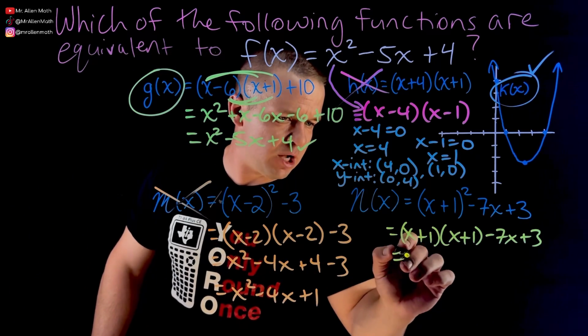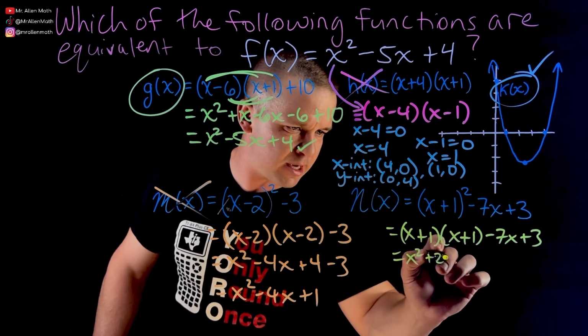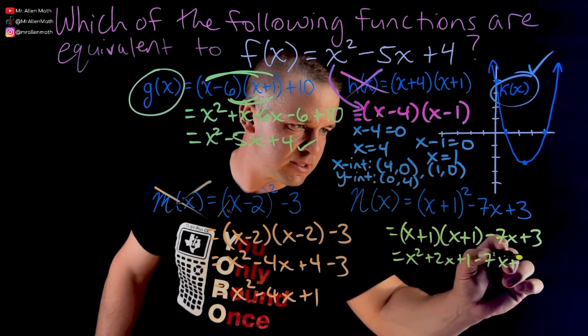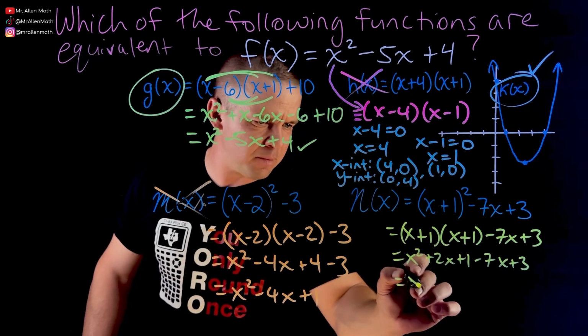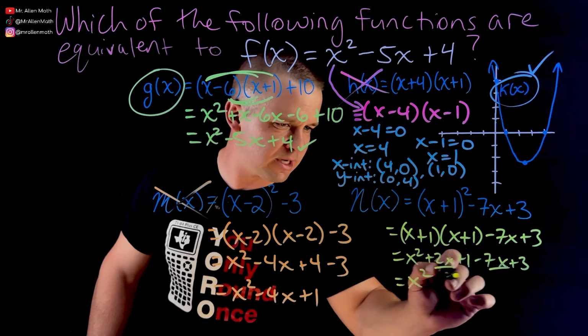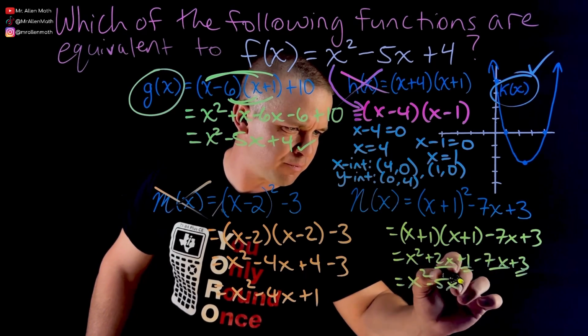Next up, we're going to multiply. We have x squared. We have 1x and 1x. That's 2x. 1 times 1 is 1, minus 7x plus 3. Combining like terms, drum roll please. I get minus 5x, right? These go together, minus 5x. And then 1 and 3, that's plus 4.